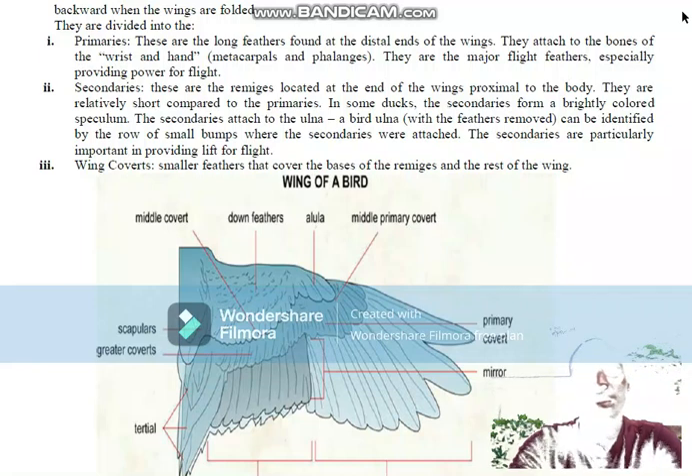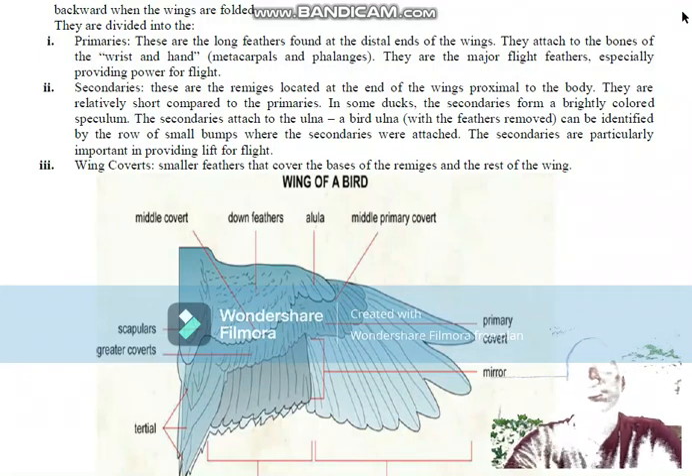The primaries are the long feathers that are found distally, at the distal end of the wing. These are the ones that attach to the wrist bone and the hand bone, which are fused, the metacarpals and phalanges, and their main function is for maneuvering during the flight of the bird.